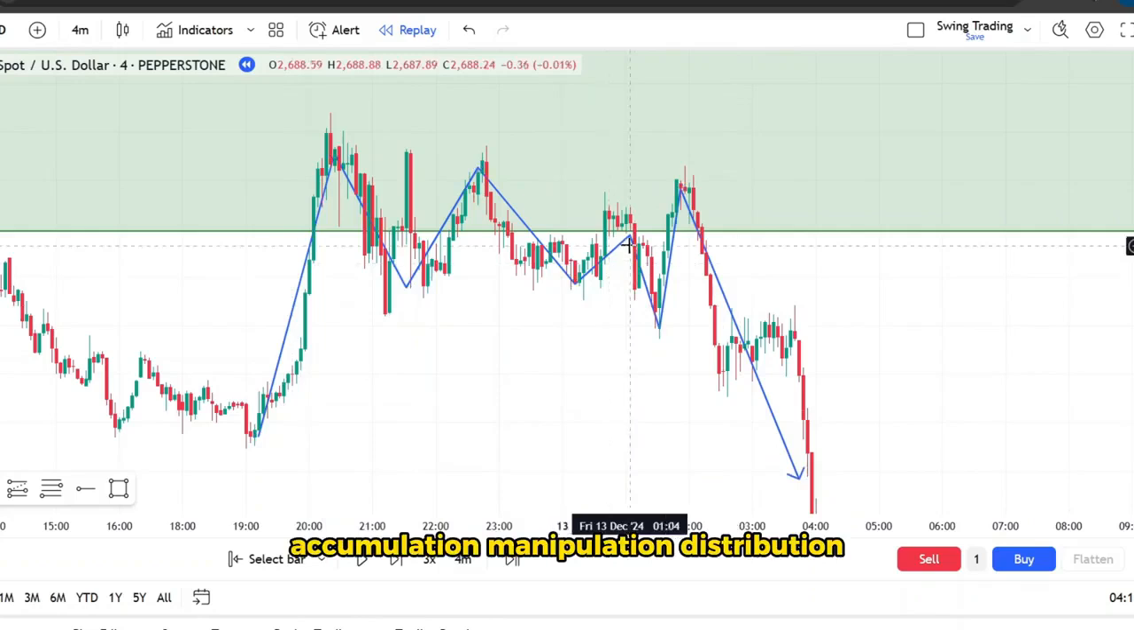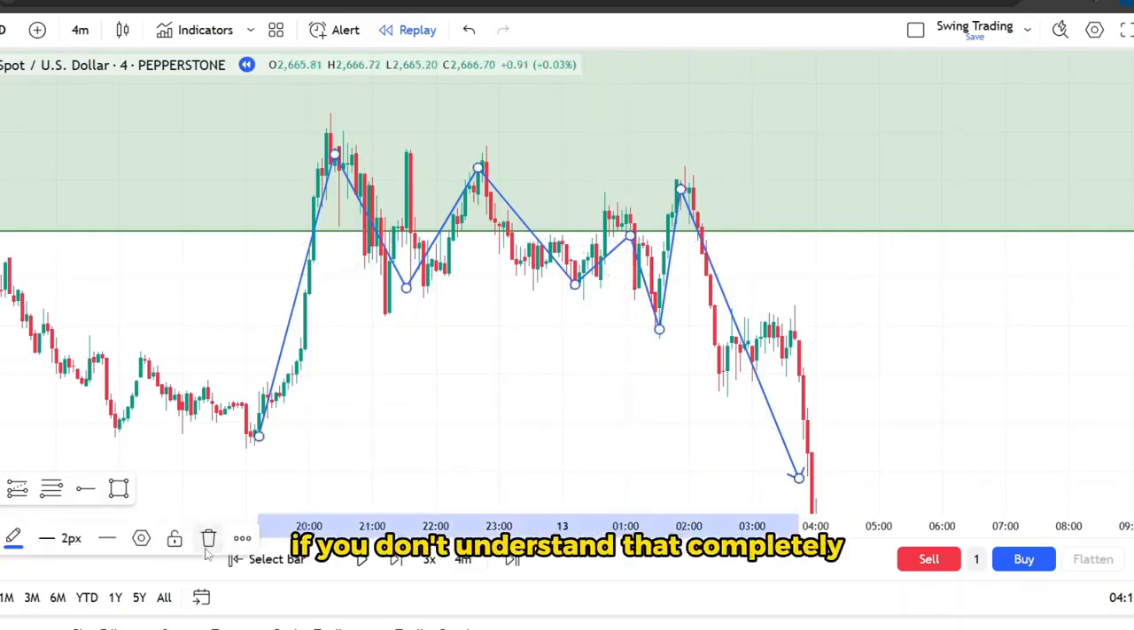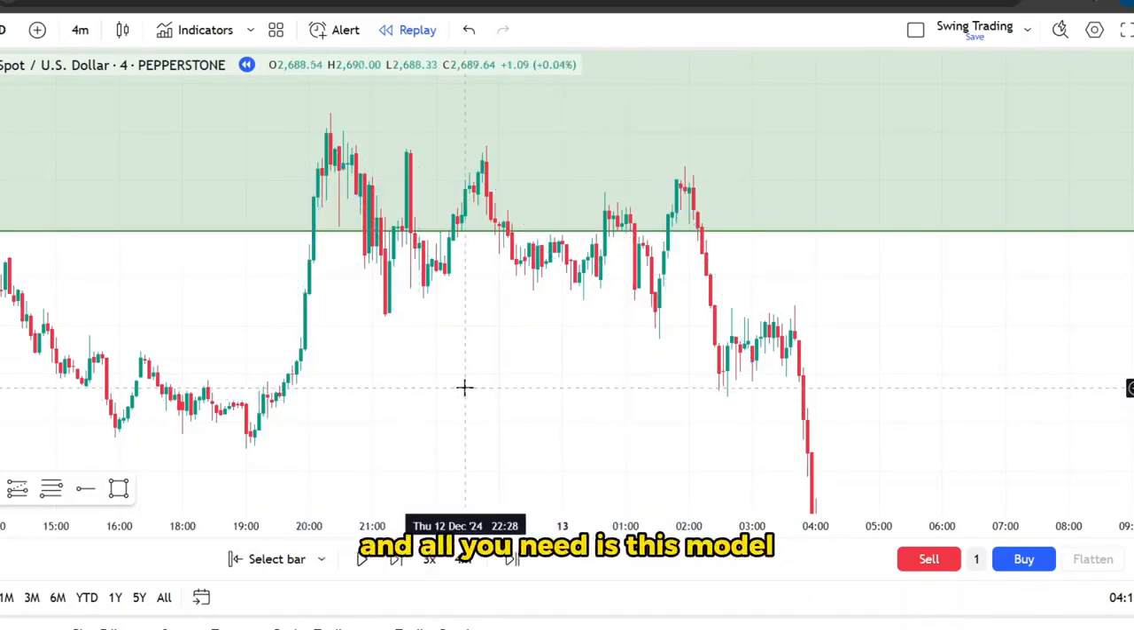Accumulation, manipulation, distribution. For those who understand that, great. If you don't understand that, completely forget what I just said, because you don't need it to make money. All you need is this model.